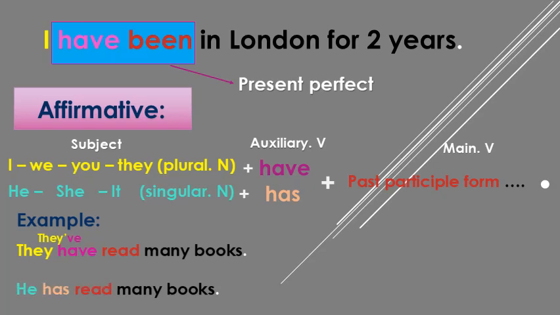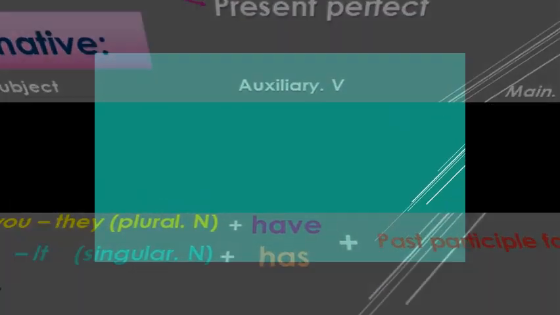Another example, he has read many books. So here we add has. Why? Because the subject is singular, لأن الفاعل مفرد, and the past participle form of read is read, and we can contract it to he's read many books.